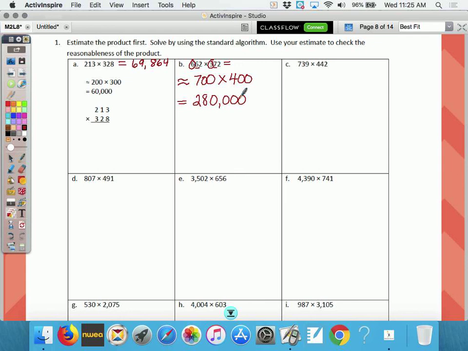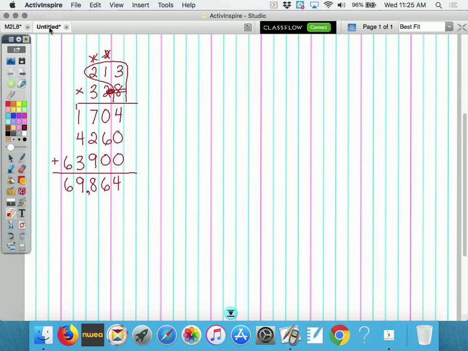And we will copy this problem onto the notebook paper. I would scoot over about 7 or 8 columns. And then you'll work that problem on your notebook paper.